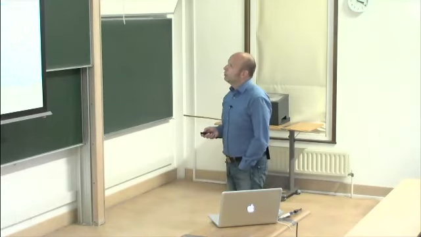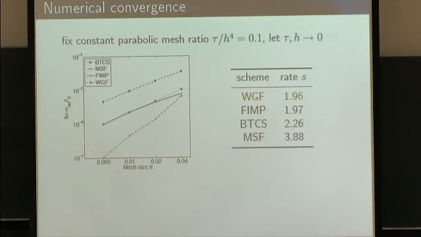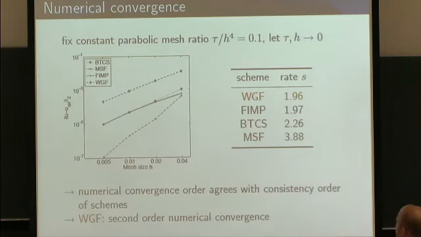Then we studied the numerical convergence. So we fixed the parabolic mesh ratio, the time step over the space step to the power 4, to be 0.1. And then we let both go to 0. And the rates that we obtain agree quite well to what you would expect from the consistency order of the schemes. And also you see that our scheme has a second order convergence, although here the error is higher than with these other schemes.